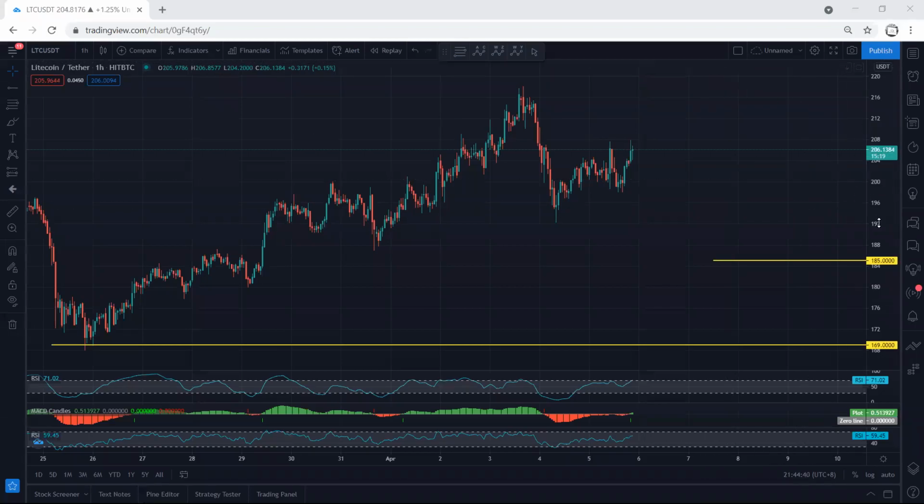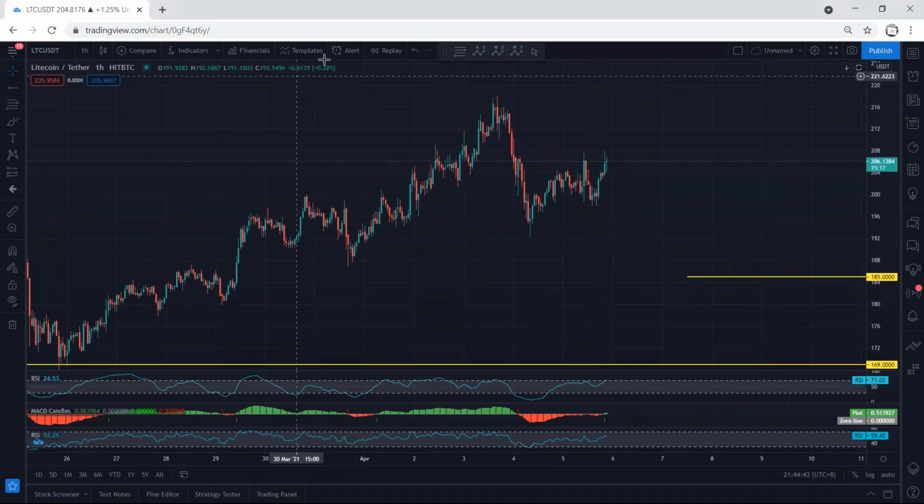LTC, we start with the 1 hour chart. If we refer to our analysis, we mentioned the price was within this move. We mentioned we can get one more drop. We get the down move, but the price couldn't retest this low.